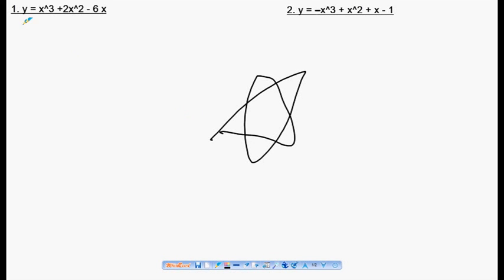Now let's do question one, just factorizing question one. I just copied down the equation here. The equation is y equals x cubed plus 2 times x squared minus 6x.